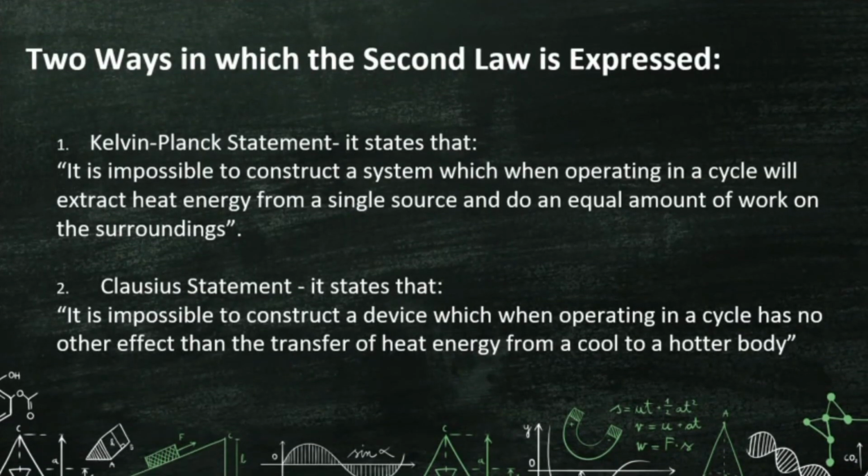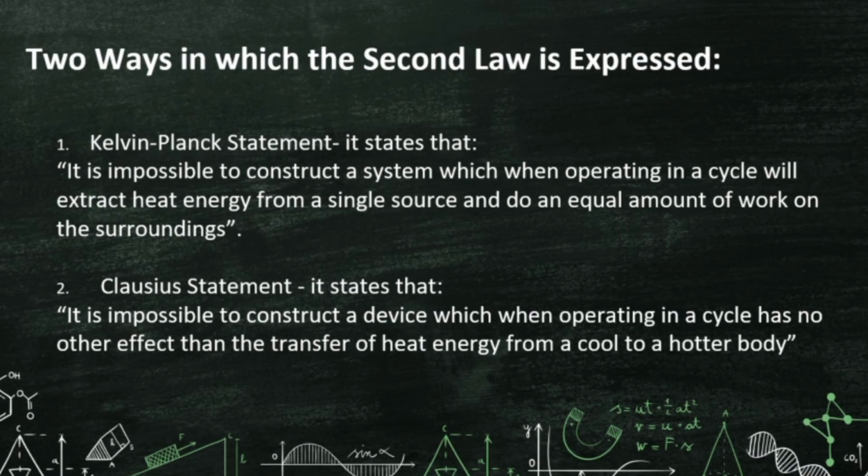Let's now look at the two ways in which the second law is expressed. So first is the Kelvin-Planck statement. The Kelvin-Planck statement says that it's impossible to build a heat engine that converts all heat from one source into work. No matter how advanced the engine is, there will always be heat rejected. That's why perfect efficiency is impossible.